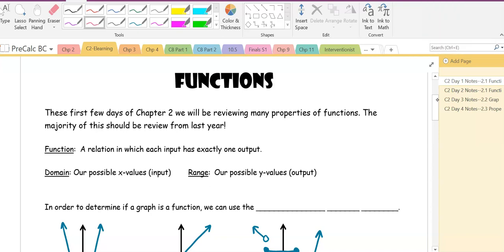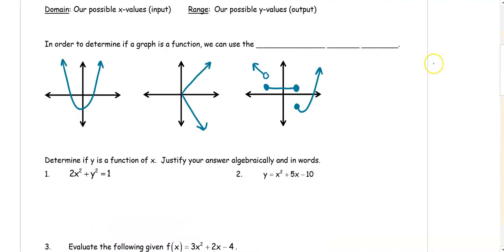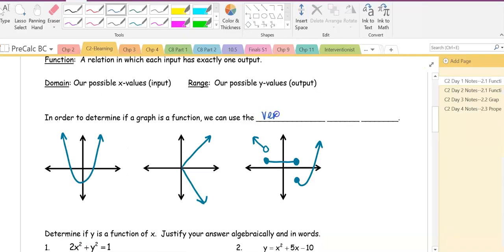domain as well. Okay. So we know that a function is a relation in which each input has exactly one output, and you have your definition for domain and range here, which should look familiar. Something else that should be familiar is what is called the vertical line test. And the vertical line test is going to be used to determine if a graph represents a function or not.